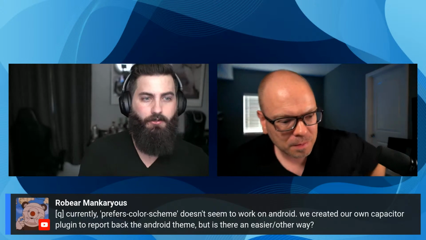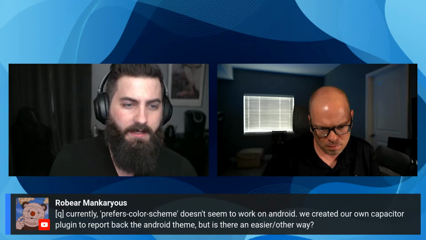All right, let's see. We have another question that I saw. This is not necessarily related to a lot of stuff, but it's still pretty nice. Currently prefers-color-scheme doesn't work on Android. We created our own Capacitor plugin to report back the Android theme, but is there an easier way to do this, or is this something that is going to be supported in future releases?